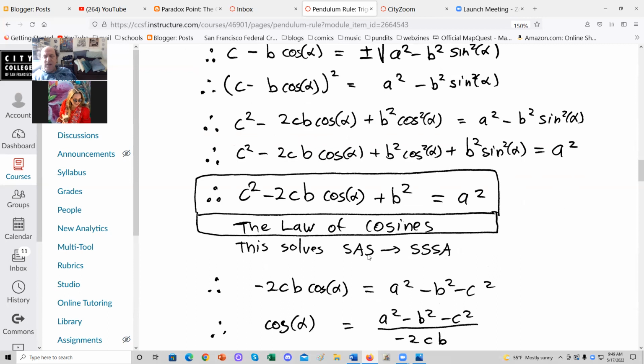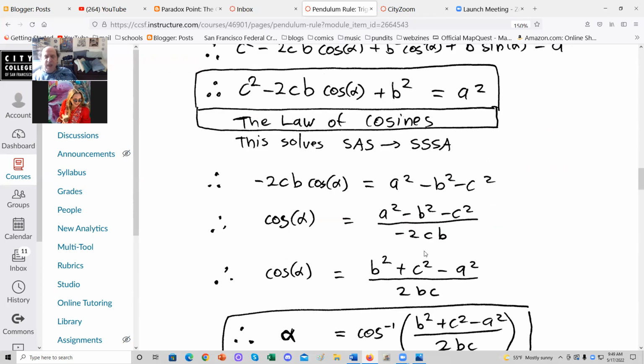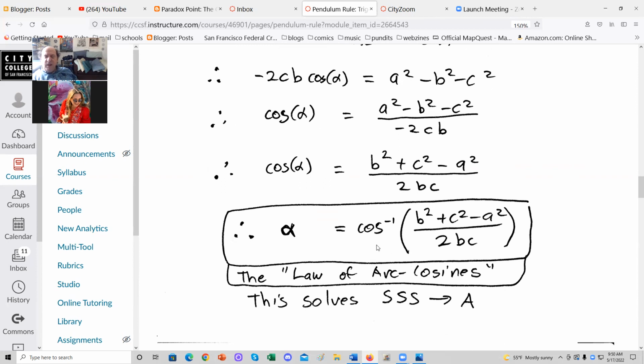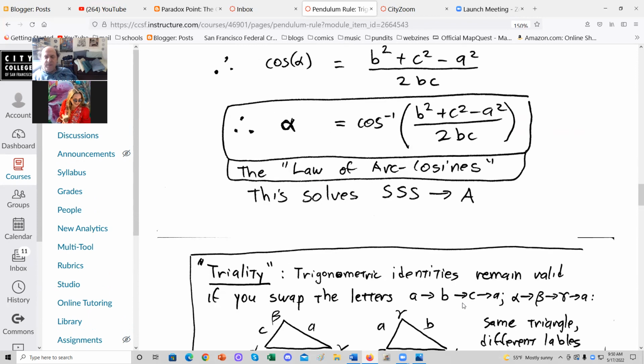So given side angle side, you can find all three sides as well as the angle. And then from here, from the law of cosines, you solve for cosine. Cos alpha is B squared plus C squared minus A squared over 2BC. So alpha is inverse cosine of B squared plus C squared minus A squared over 2BC. That's the law of arc cosines, which given three sides gives you all three angles.